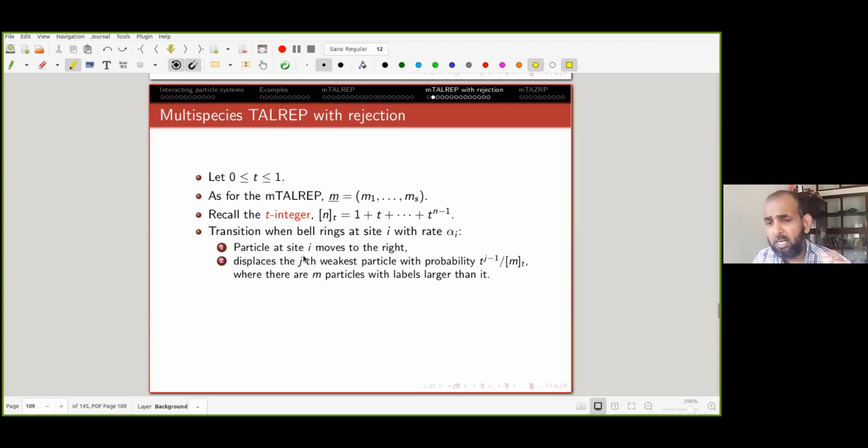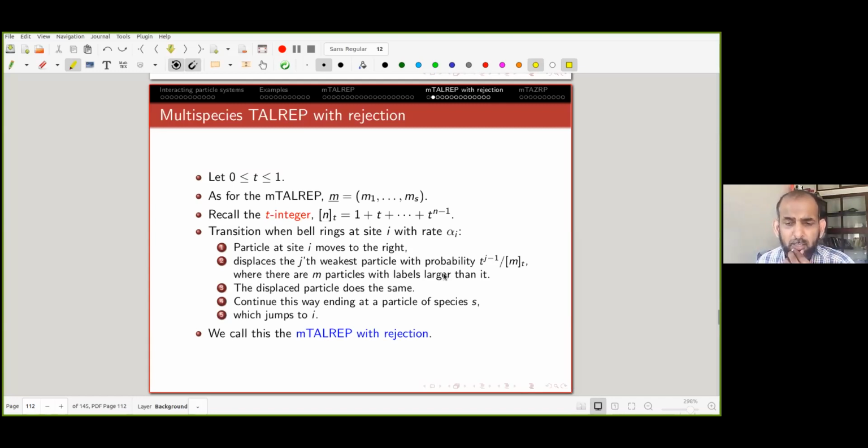So it will choose the jth available weaker particle with probability proportional to t to the j minus 1. Okay, that's the idea. So I'll give an example in a second. And then the displaced particle does the same. And we continue this way until you end at the particle of species S, and you jump back. Okay, and this we will call the M-tal rep with rejection.